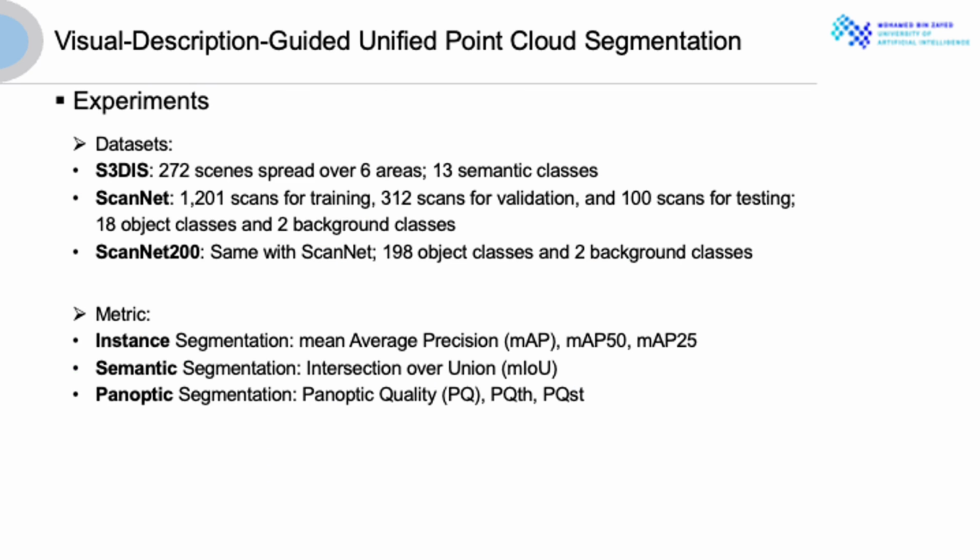We conduct experiments on 3 benchmark datasets: S3DIS, ScanNet, and ScanNet200. For evaluation, we use task-specific metrics: mean average precision for instance segmentation, mean intersection over union for semantic segmentation, and panoptic quality for panoptic segmentation.